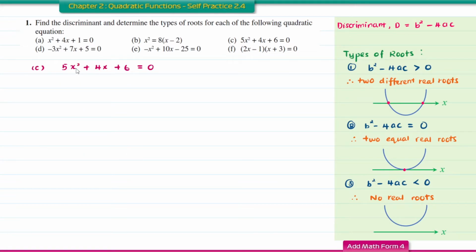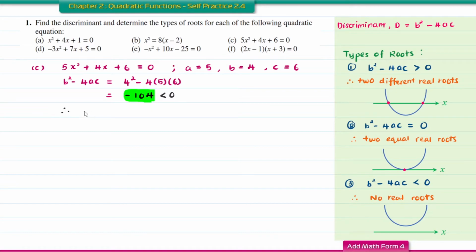Question C. 5x squared plus 4x plus 6 equal to 0. So this is in general form. So a is equal to 5, b is equal to 4, and c is equal to 6. So let us find the value of its discriminant. b squared is going to be 4 squared minus 4, where a is 5 and c is 6. Solve this and you're going to have the answer of negative 104. The value of this discriminant is less than 0. Therefore, this quadratic equation will have no real roots.